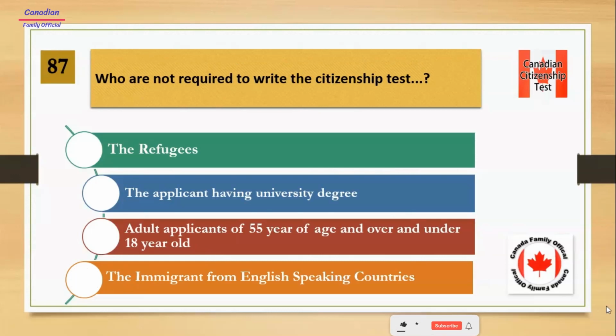Who is not required to write the citizenship test? Number 1, the refugees. Number 2, the applicant having a university degree. Number 3, adult applicants 55 years of age and over and under 18 years old. Number 4, the immigrant from English-speaking countries. And the answer is adult applicants 55 years of age and over and under 18 years old.